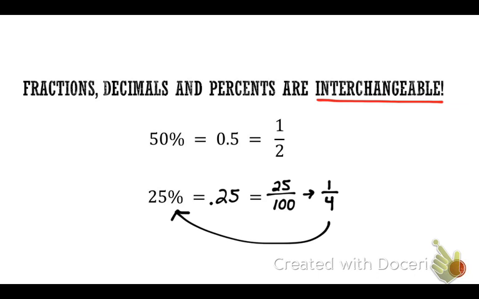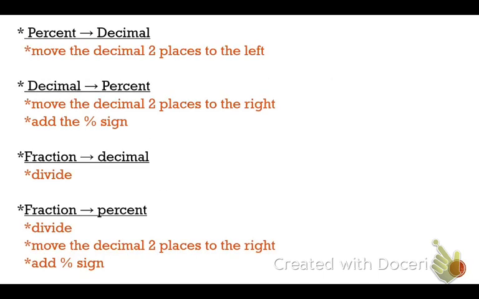So 25 hundredths means the same thing as 1/4, which means 1/4 is the same thing as 25%. Now there's a few rules that I'm going to teach to you just so that you know exactly how to figure out what the decimal, the fraction, and the percent would be. I want you to go ahead and take a couple minutes and write down this slide.